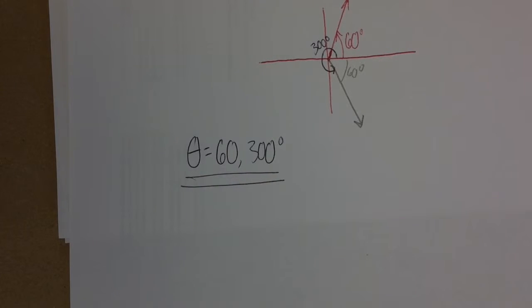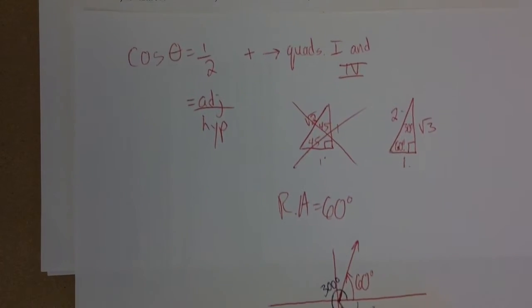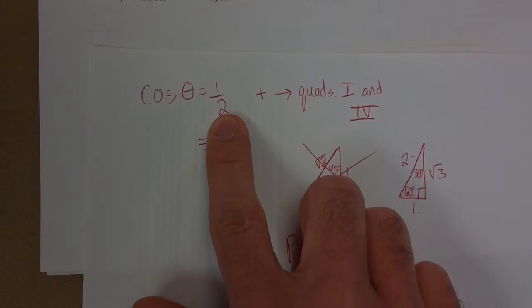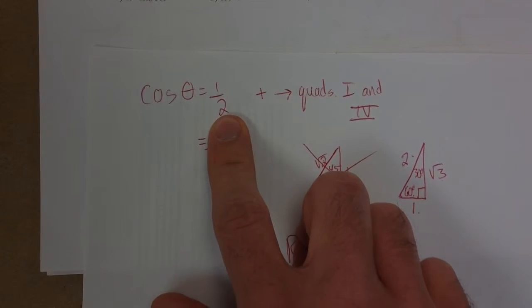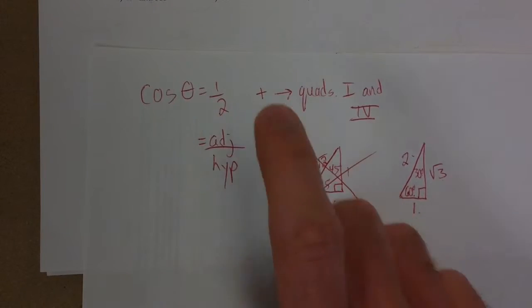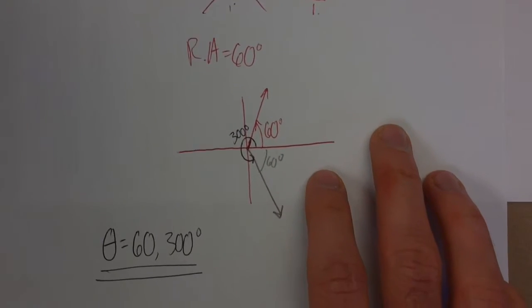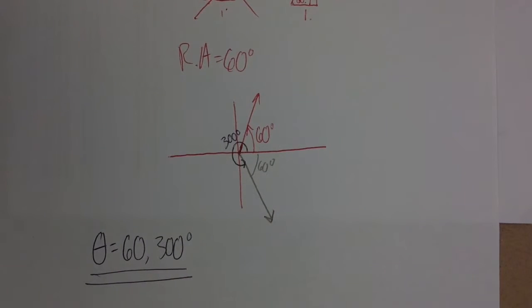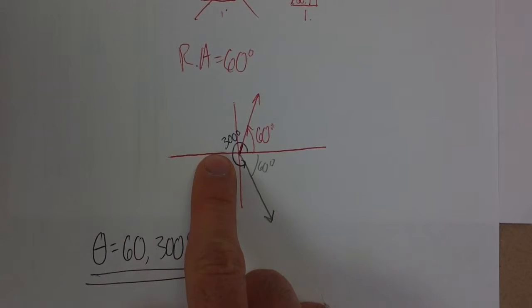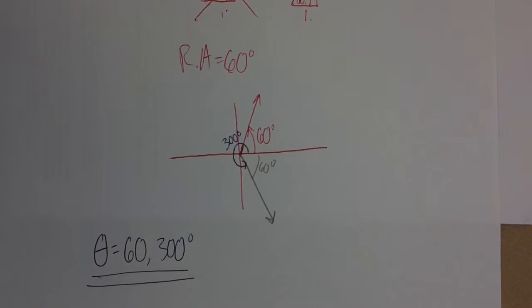Can you say it louder? Oh, because cosine is positive, and cosine is positive in the first and fourth quadrants. I don't think it's necessary. I'm just trying to help people understand if they don't already. That's how I got 300. 300 is the fourth quadrant angle that's got a reference angle of 60 degrees. In other words, that is 60 degrees away from the x-axis. Okay? Good. Questions on 17?